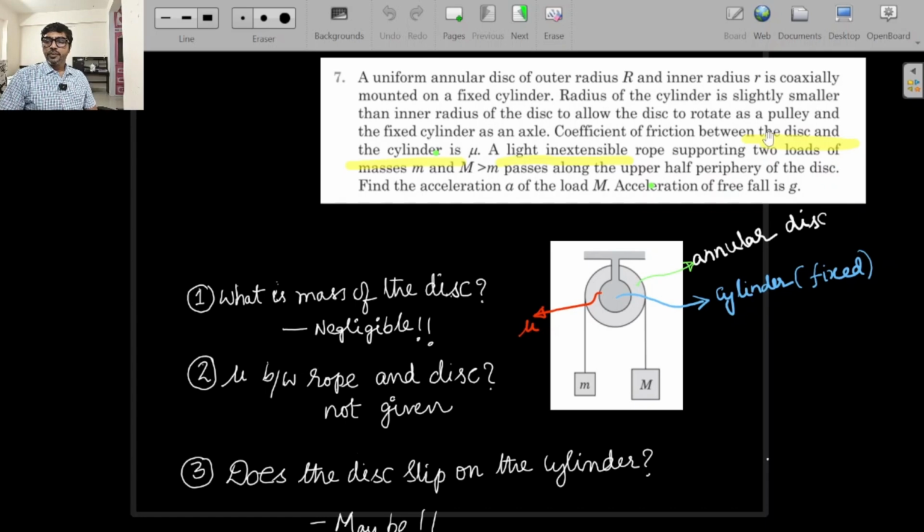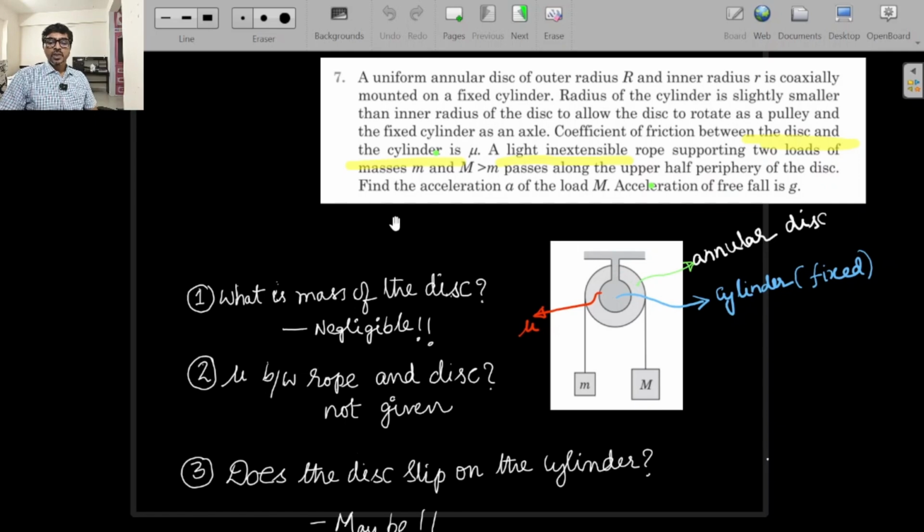The coefficient of friction between the disc and the cylinder is mu. So the disc is the outer layer, the cylinder is the inner layer, and between them he has given the friction coefficient mu. Light inextensible rope. When it is light, whether it is rope or string doesn't matter, it is massless. We are going to neglect the mass of it anyway. Supporting two loads of mass small m and capital M, which is greater than small m, it passes along the upper half of the periphery of the disc. This is the upper half you have there.